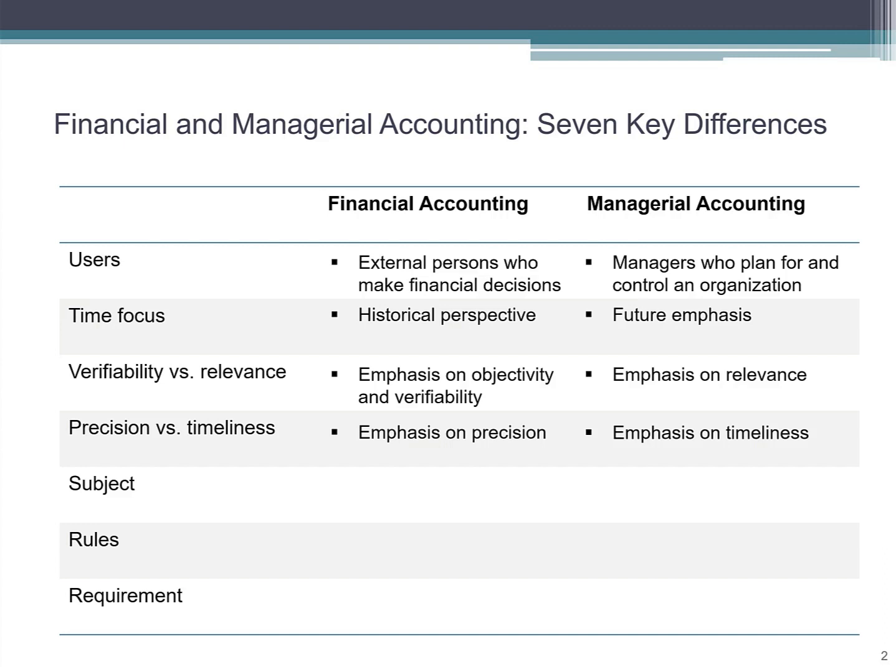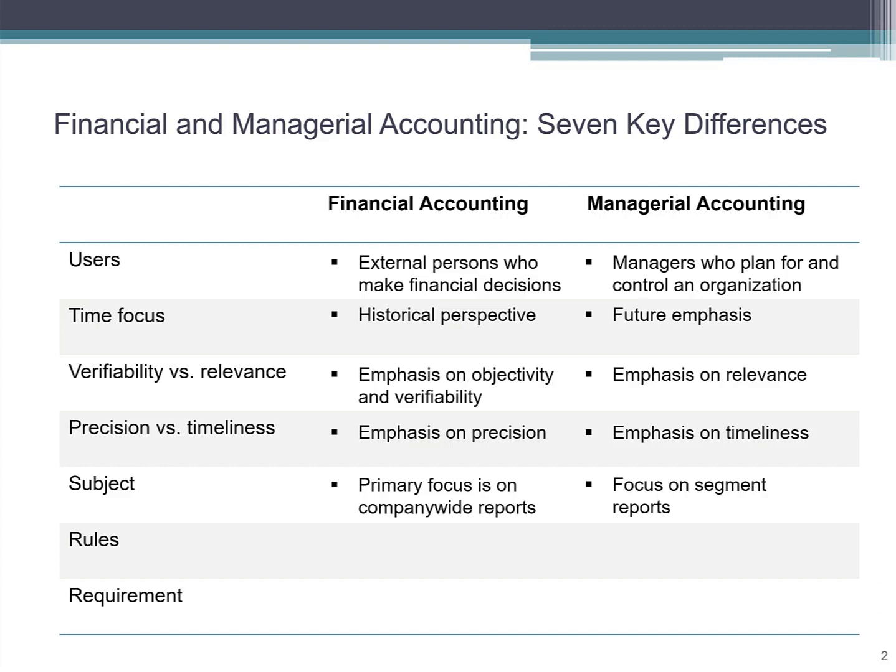In terms of the subject, financial accounting focuses on company-wide reports. Managerial reports focus on segment reports. Segments could be product lines, divisions, or departments.